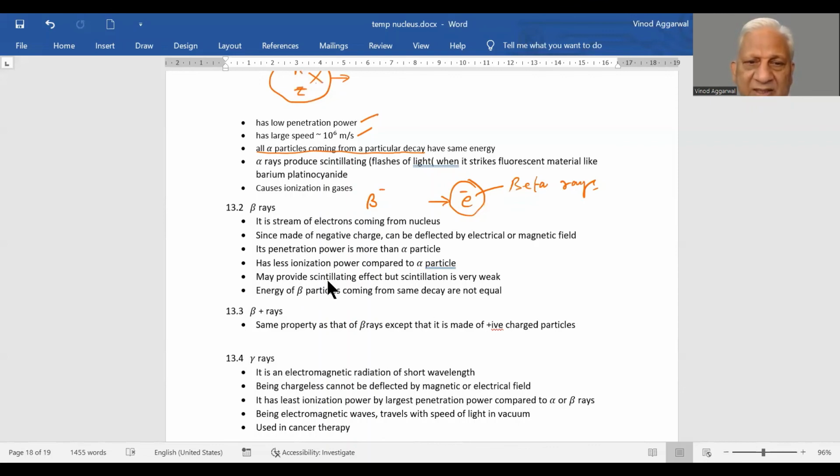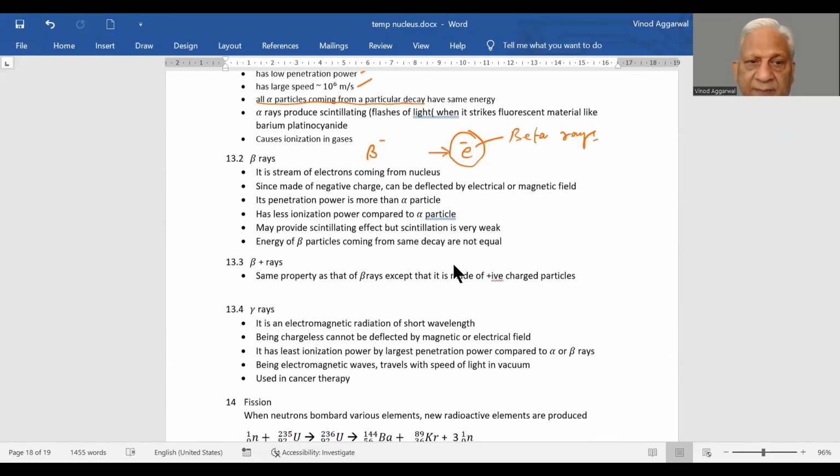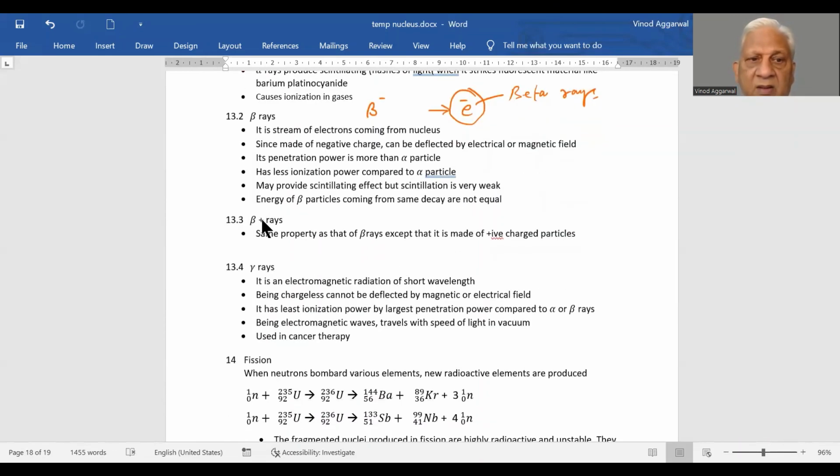It provides a scintillating effect, but not as much as alpha particles provide. And another thing which is different from alpha particles is that the energies of beta particles coming from the same decay are not equal. All the beta particles coming from the same decay may not be the same. And this was for beta negative rays.